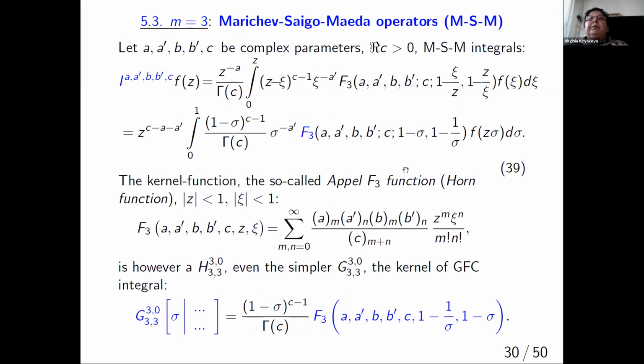For the very popular recently Marichev-Saigo-Maeda operators, we have the case m equal to 3, you see the representation of these operators as defined in 39, where the F3 Appell function is in the kernel. But in the handbook of integrals and special functions by Prudnikov, we can find the formula that the Appell F3 function is our function, the kernel function for m equal to 3.